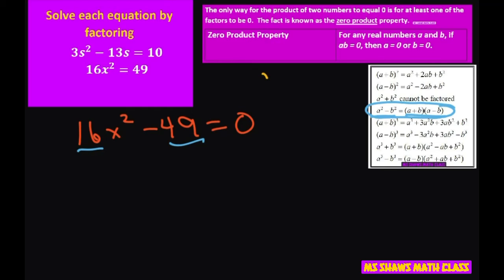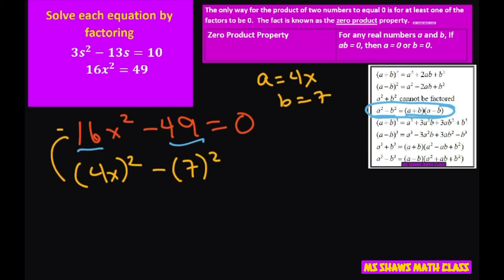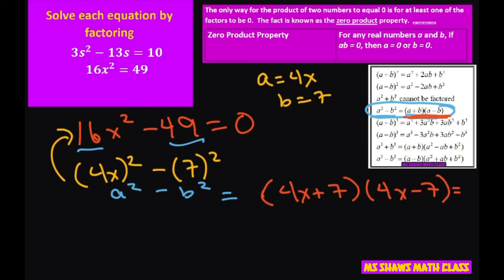So basically we can say we'll let a equal 4x and b equal 7. And I'll tell you why. If you do 4x squared minus 7 squared, that gives you back to that. So this is your a squared minus b squared. So now we just use our formula here, and you're going to get 4x plus 7 times 4x minus 7, and set that to 0. So you're going to put each piece equal to 0.